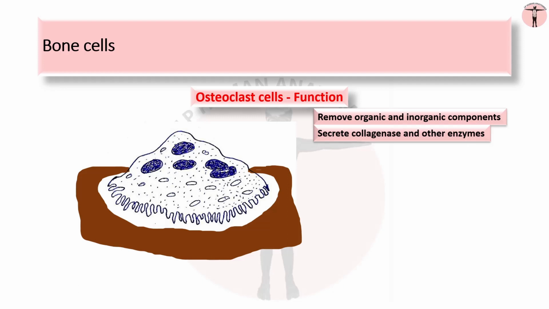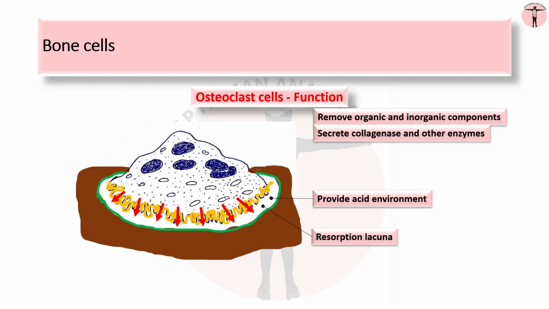To the subcellular sealed pocket, that is the clear space called resorption lacuna present between the ruffled border and bone cell interface, the cell pumps protons to provide a local acid environment. This promotes localized digestion of collagen and dissolves the calcium salt crystals.